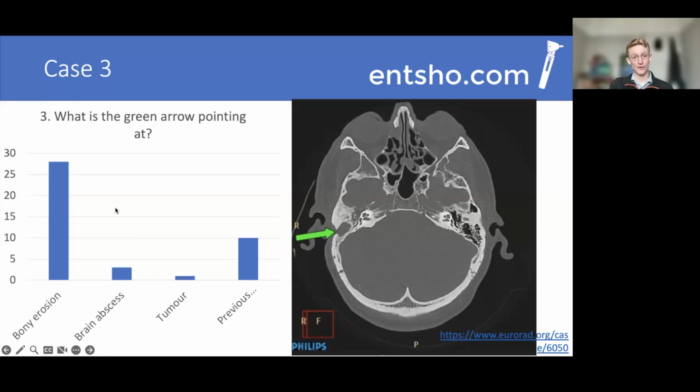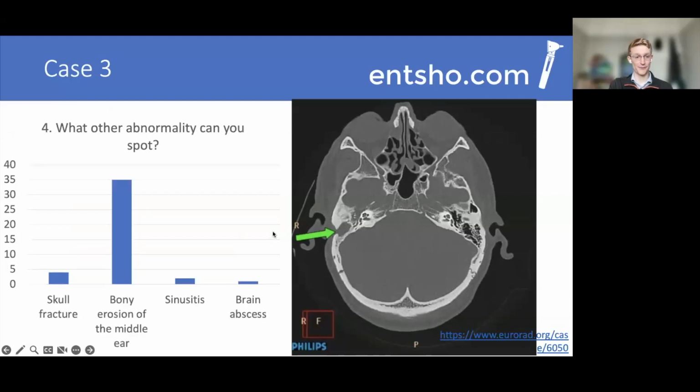And then what this green arrow is pointing at. So this has obviously caused a fair bit of confusion. It's a bit of a trick question, but this is actually a previous mastoidectomy cavity that you're looking at with this green arrow. So you can see the mastoid on the other side, which is aerated bone, and that's been drilled out here. So a little bit of a red herring.